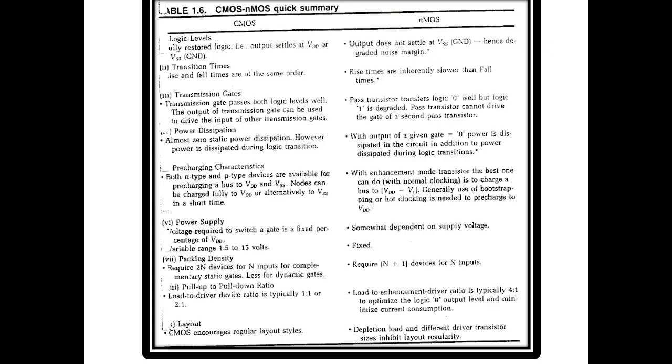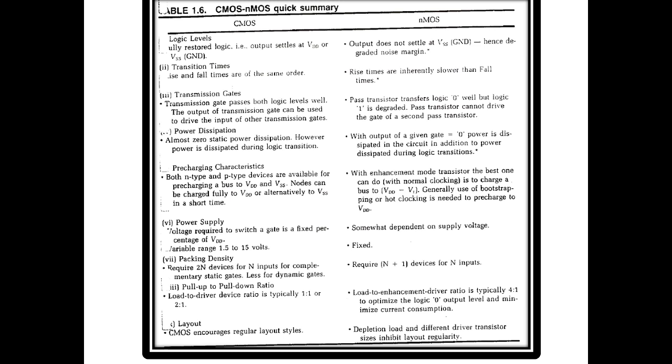Next we will see a quick recap between CMOS and NMOS. So in CMOS, first we will see about the logic levels. In CMOS we have fully restored logic, that is the output settles at VDD or VSS. But here in NMOS the output does not settle at VSS or ground, hence it has a degraded noise margin. Why it is good noise margin means it is fully restored logic.